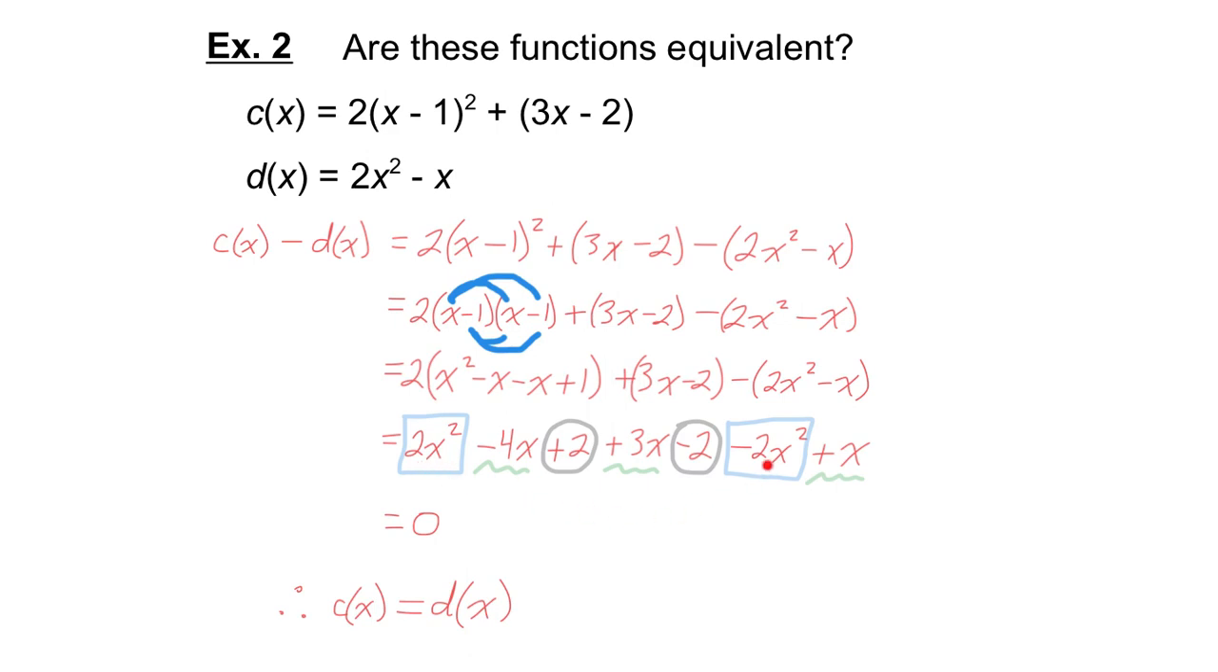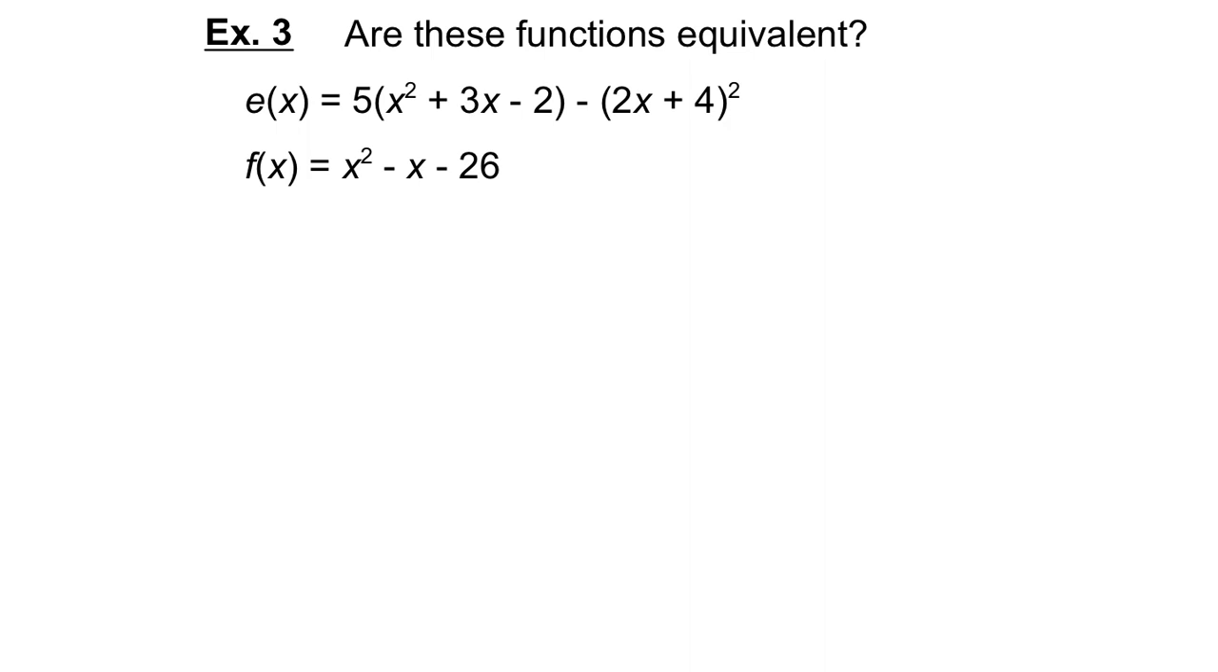2x squared minus 2x squared is 0. Negative 4x plus 3x is negative 1x. Plus x, well, that's 0. Plus 2 minus 2 is 0. So the whole thing equals 0. So because c of x minus d of x equals 0, that means the two functions are equivalent. They will give you the same graph.